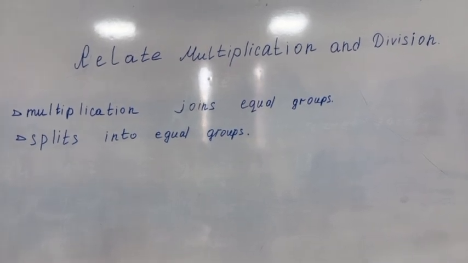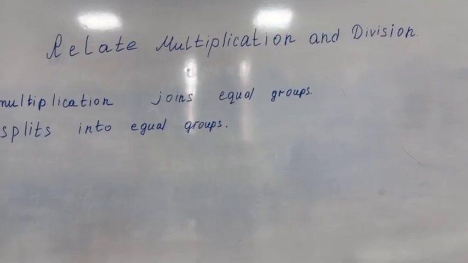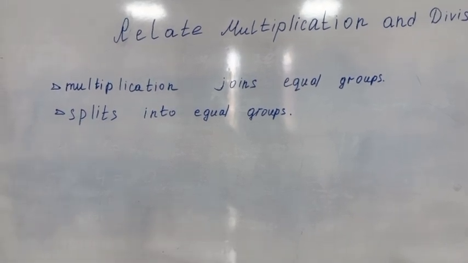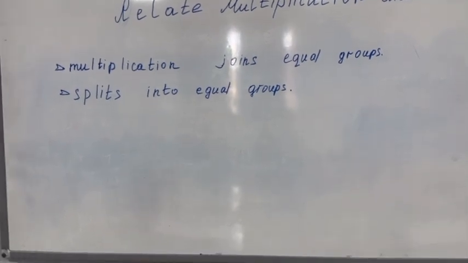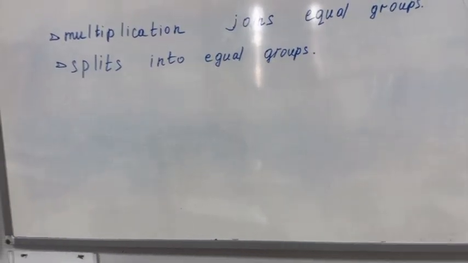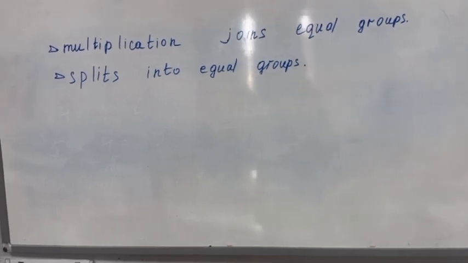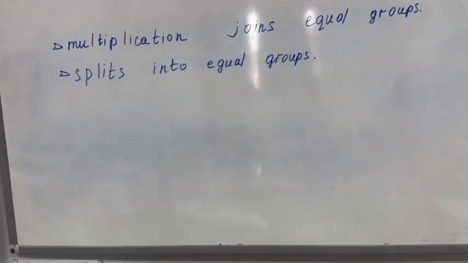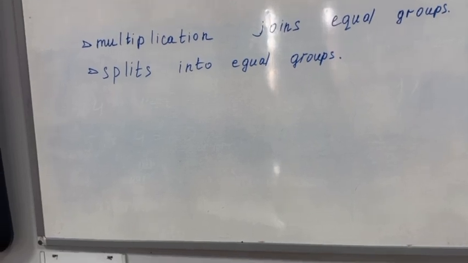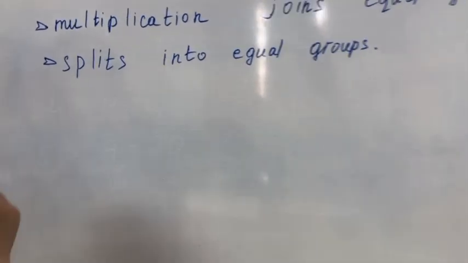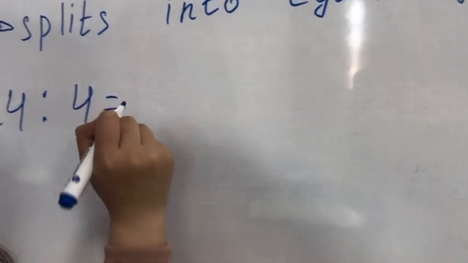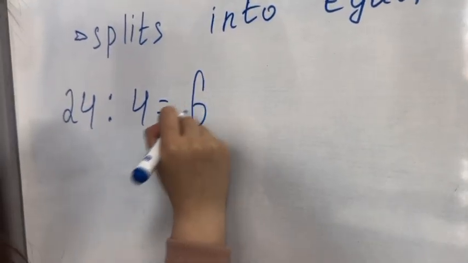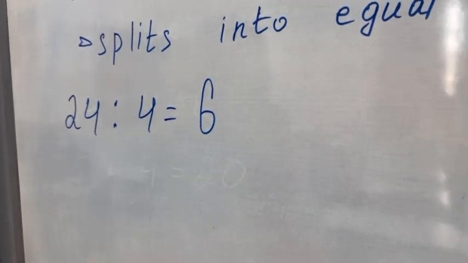You should remember that multiplication and division are opposites. Multiplication joins equal groups, division splits into equal groups. For example, if you have 24 cookies and want to divide them equally among 4 friends, how many does each get? Yes, 24 divided into 4 equal groups gives 6 in each group.